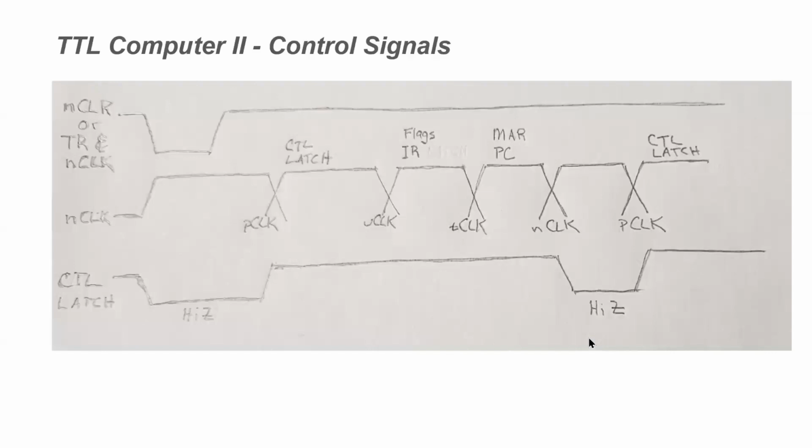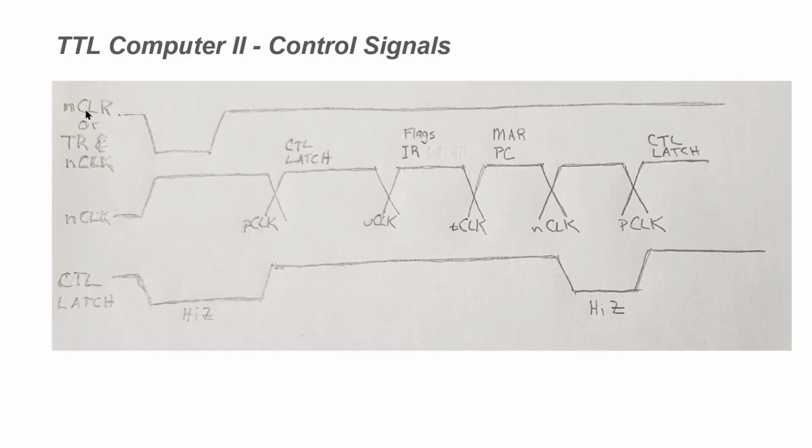Okay, so now let's take a look at our control signals and how they're going to be used now. And I hope you can follow through here on this, but we're basically looking at our control signals over time, and we have our not clear signal, which is a reset signal. So this reset signal goes low, which means we're in a reset condition.